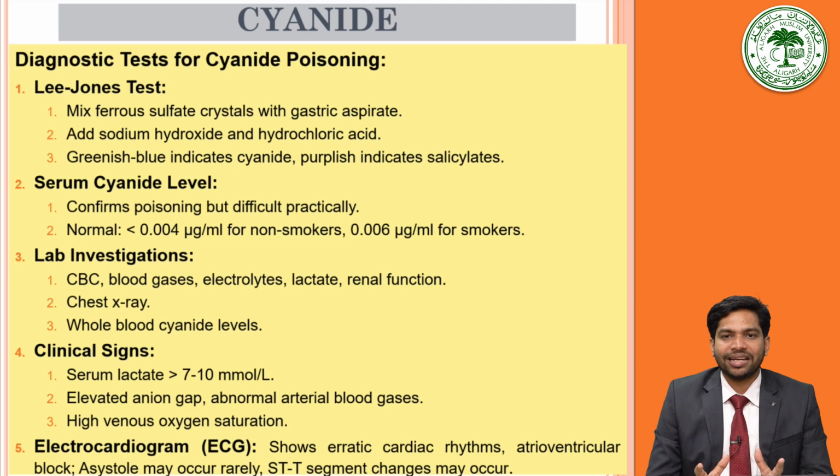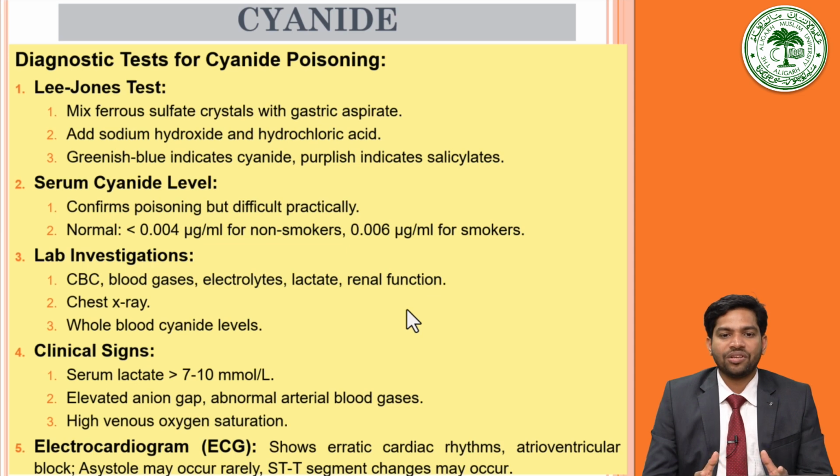Clinical signs that are indicative of cyanide poisoning are serum lactate level of more than 7 to 10 millimole per liter, elevated anion gap, abnormal arterial blood gases, high venous oxygen saturation. ECG will show erratic cardiac rhythms, atrioventricular block, asystole may also occur rarely, ST-T segment changes may also occur in case of cyanide poisoning. All these features may help in making the diagnosis of cyanide poisoning.